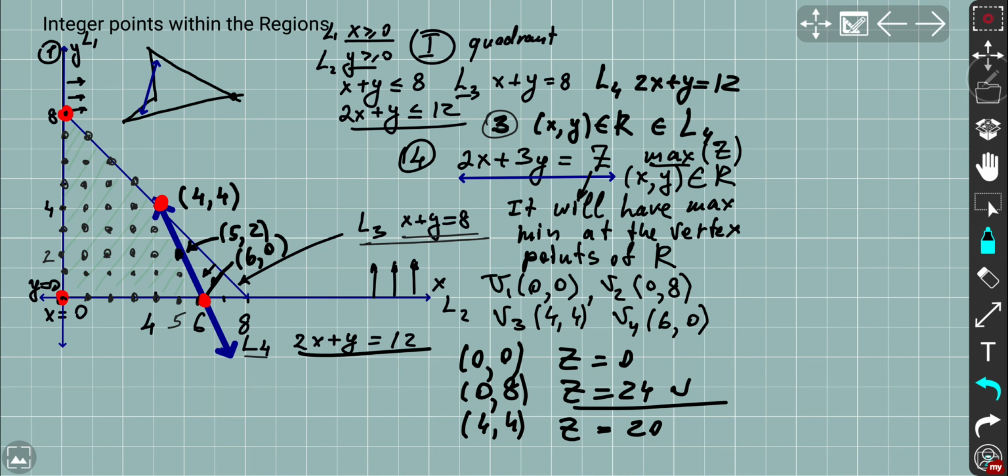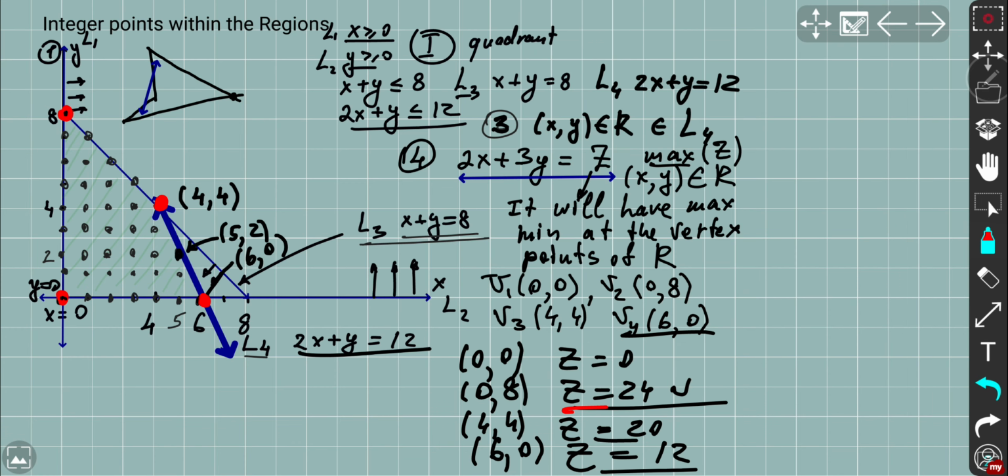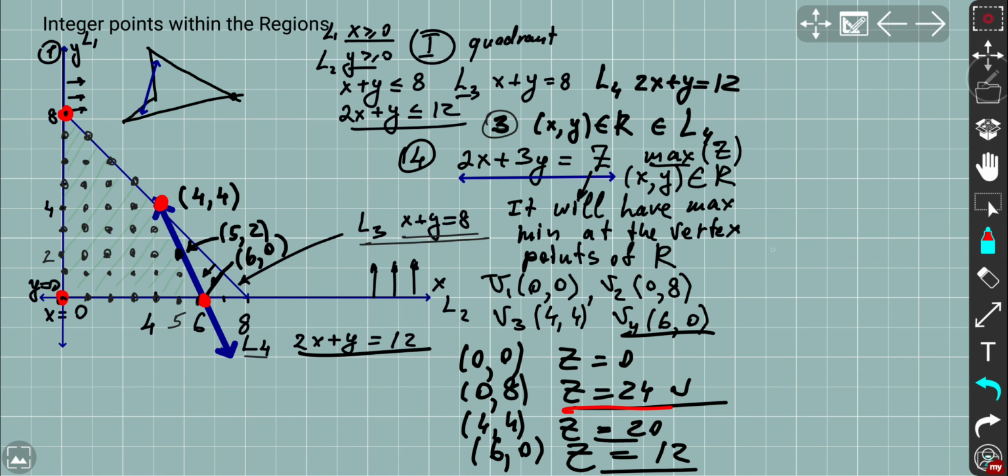And the last one we're going to plug is 6 and 0. So that's vertex 4. And if we do that, we'll get only 12 here. So z will be equal to 12. So make sure you understand how it works. So looks like z is going to be 24, and that's going to be the highest point. So what if we just simply draw the graph of the line?